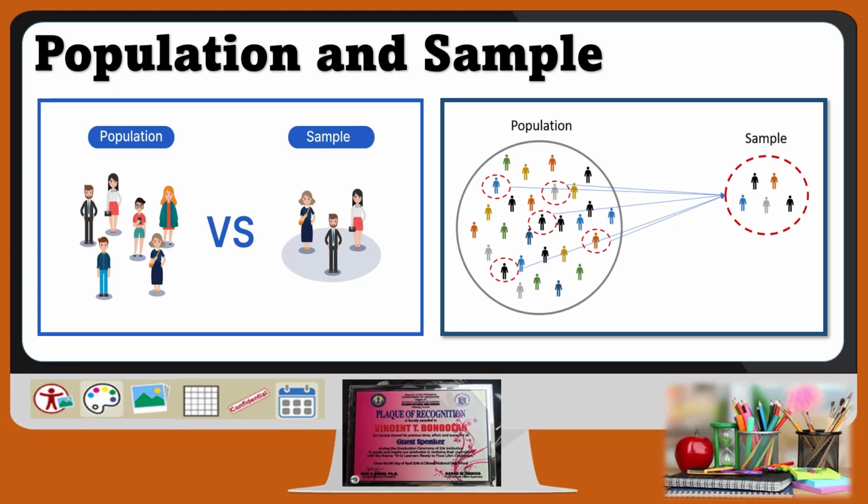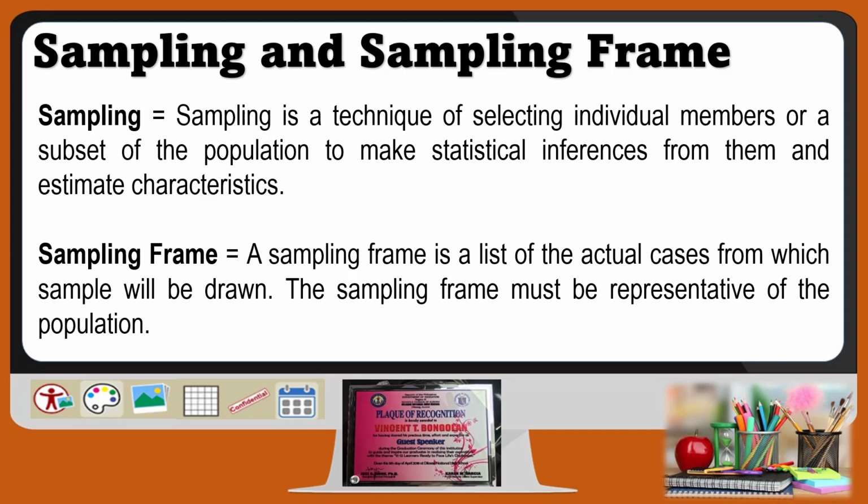So this is the visualization of a population and a sample. A population is always greater than a sample, which makes sense because a sample is just a subset of the population.